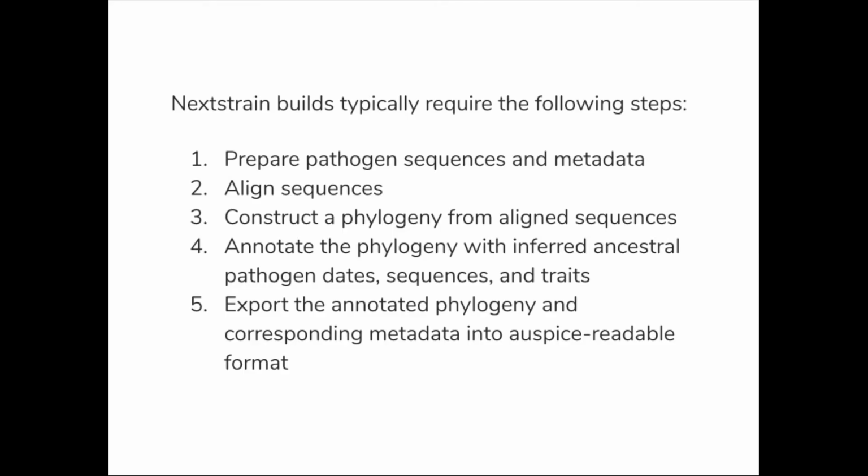To start, you will need Augur and Auspice installed, as well as the NextStrain CLI tool. So you can go to nextstrain.org in order to get installation instructions for that. And once you have that setup done, the typical steps that are required are preparing the pathogen sequences and metadata, aligning the sequences, constructing a phylogeny from aligned sequences, annotating the phylogeny, and then finally exporting the phylogeny and the metadata into a readable format.